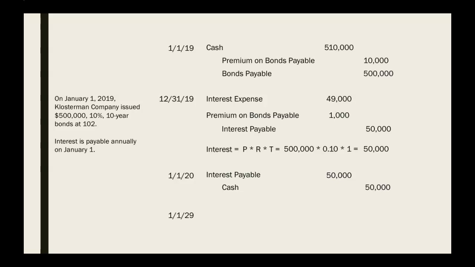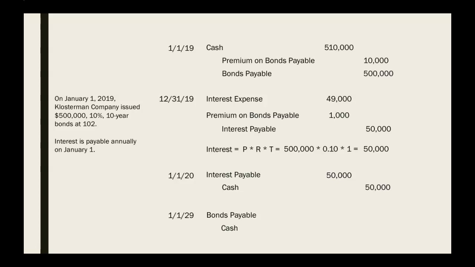Now, the payment of the bonds at maturity. So 10 years have passed since we issued these bonds, and so now we need to pay everyone back. So if we pay everyone back, we no longer owe them money, right? So we want to debit our bonds payable to make that liability account decrease.